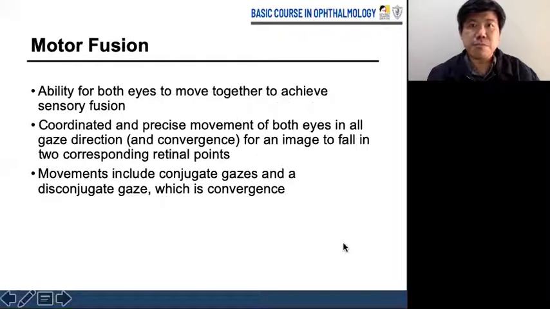So to achieve motor fusion, both eyes should move together. Motor fusion is necessary to ensure sensory fusion. There are different neurological pathways that you have to familiarize yourselves with, particularly those of conjugate gaze.